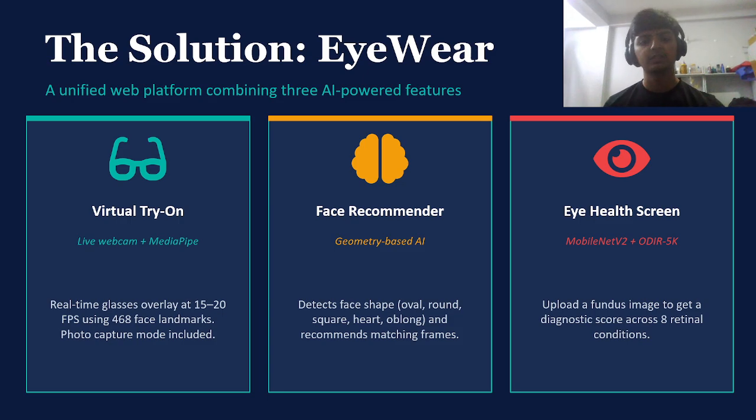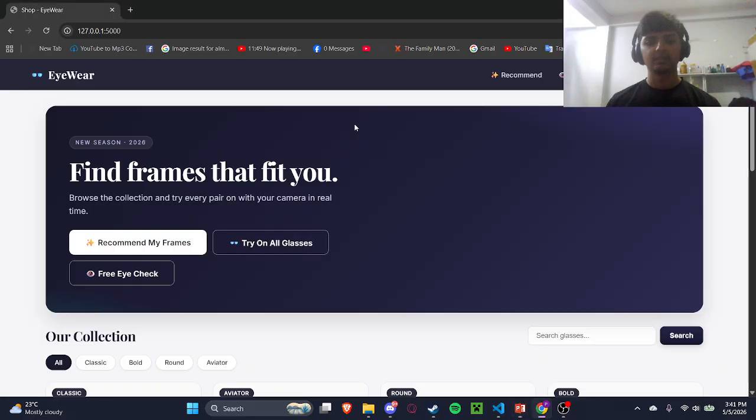I will address all three gaps in one unified web application. The first feature is the virtual try-on using a webcam, MediaPipe face mesh, and OpenCV image processing. The system overlays glasses frames on your face in real time at roughly 15 to 20 frames per second on a standard laptop with no GPU required.